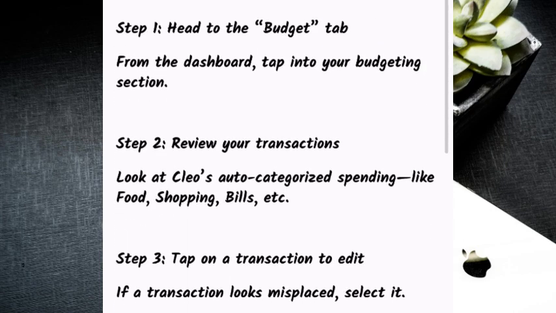The first step, of course, is going to be to head to the budget tab. So from the dashboard, you want to tap into your budgeting section. And then step 2 is to review your transactions. So now just go ahead and look at Clio's auto-categorized spendings like food, shopping, bills, etc.